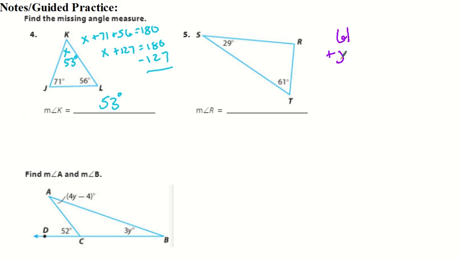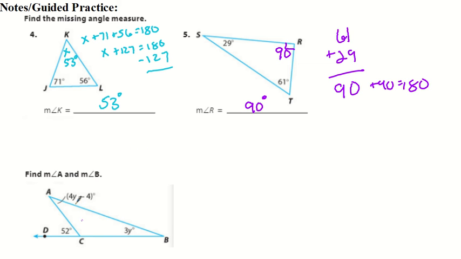So I need to add 61 and 29. That's going to give me 90. So this has to be a 90 degree angle, which means it's a right angle, which it looks like it too, which worked out really nicely. Okay, because 90 plus 90 equals 180.